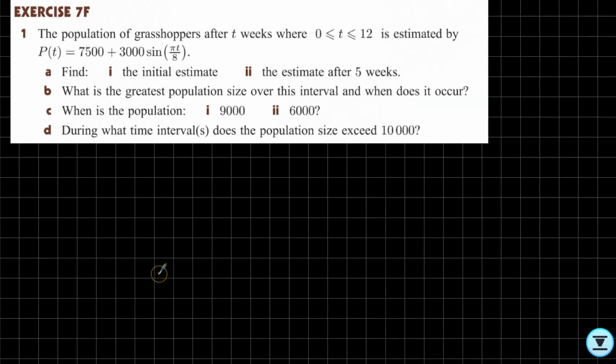Going on here, the population of grasshoppers after T weeks is estimated by. So if I'm doing A, and can you please listen carefully, because some of you might go, yeah, I know how to do this, but it is what you write down. So initially, how much time has passed initially? 0, right? So time is 0. So what I want you to write is P of 0.